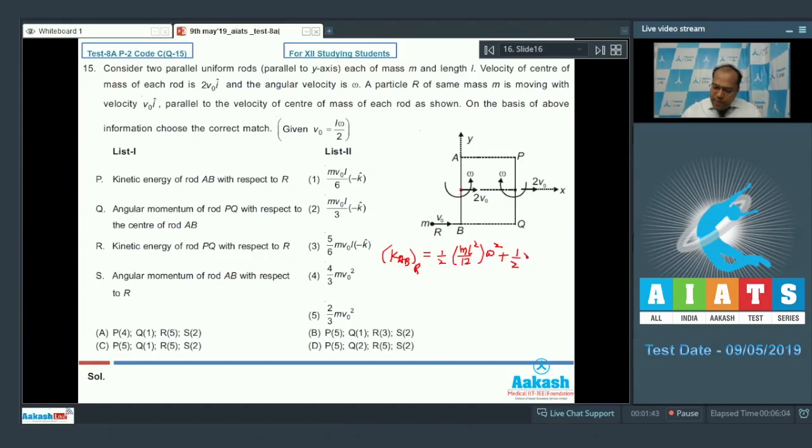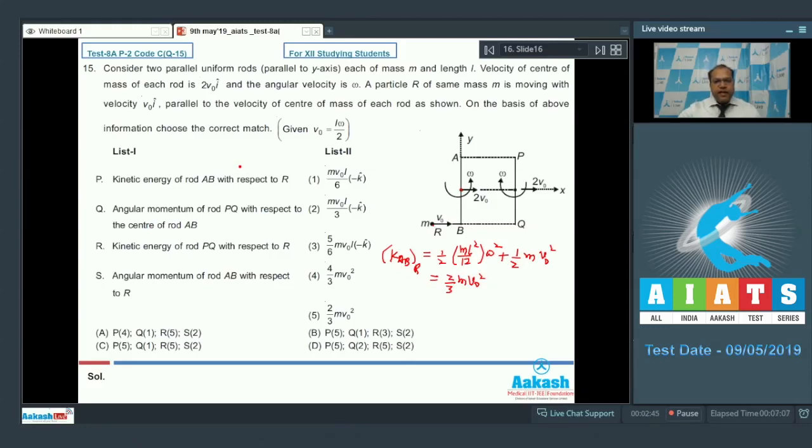So m is m. If I find the velocity of center of mass of this rod with respect to this point, the velocity of center of mass is v₀, so v₀ squared. If I solve this, it comes out to be 2/3 m v₀² if I substitute the value of ω as 2v₀ by L.